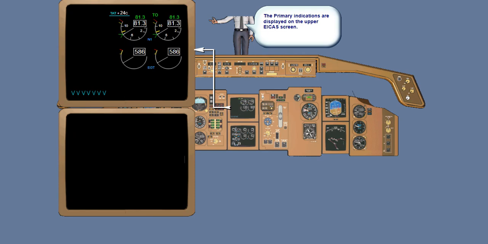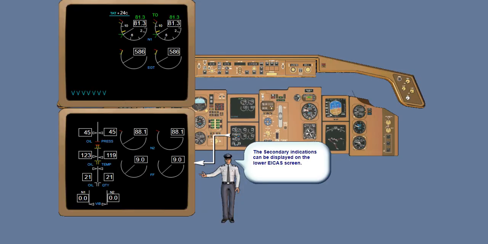N1 and EGT are the primary indications, and they appear on the upper EICAS display. The secondary indications can display on the lower EICAS display. They consist of the N2, fuel flow, oil pressure, oil temperature, oil quantity, and engine vibration.